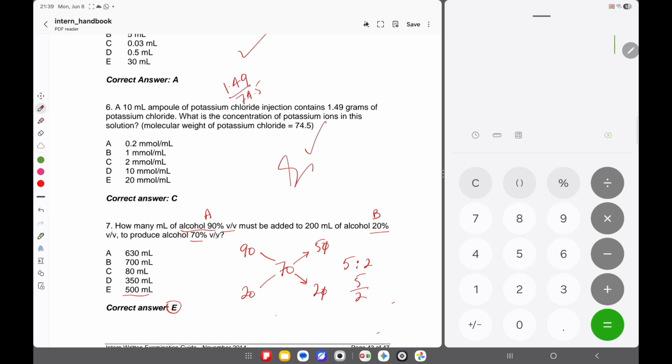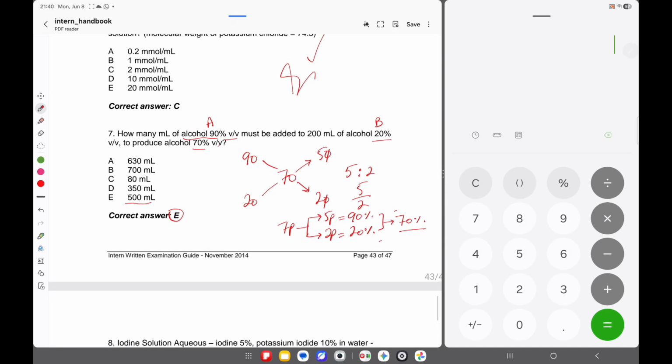So it means there are a total of 7 parts. Out of these 7 parts, 5 parts are of 90% and 2 parts are of 20%, in order to make 70% of the final solution. So how to solve this one?